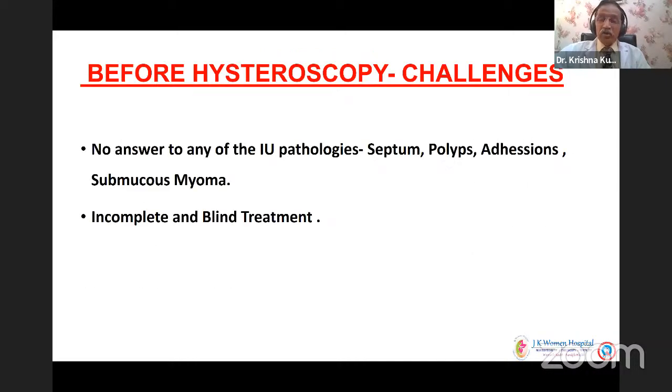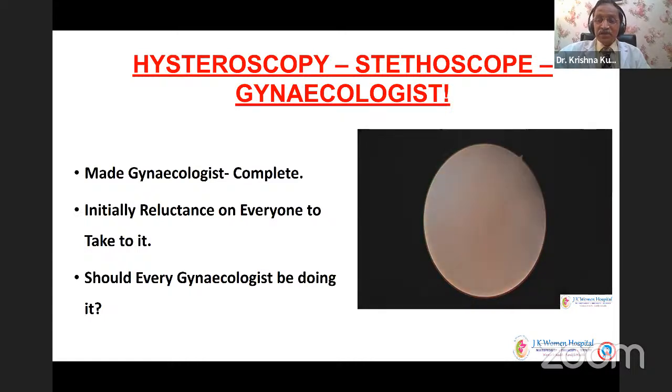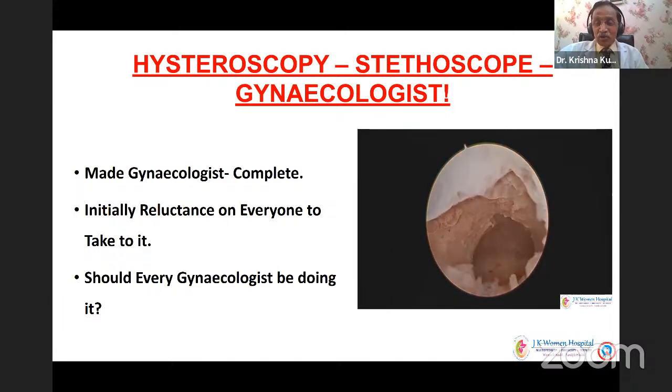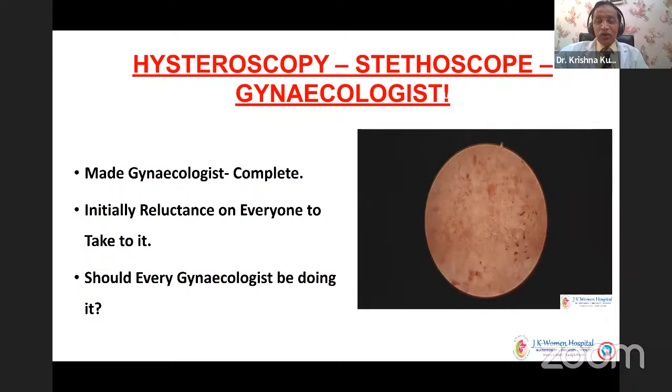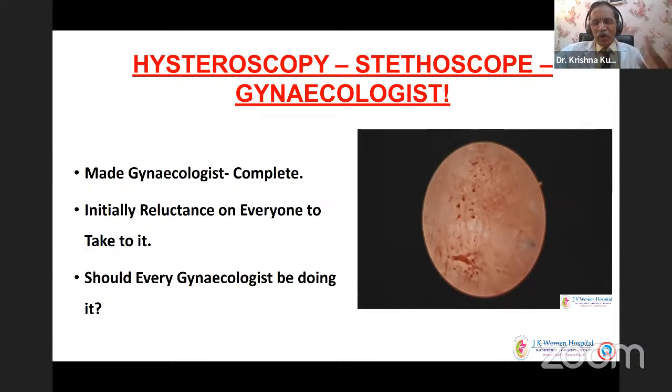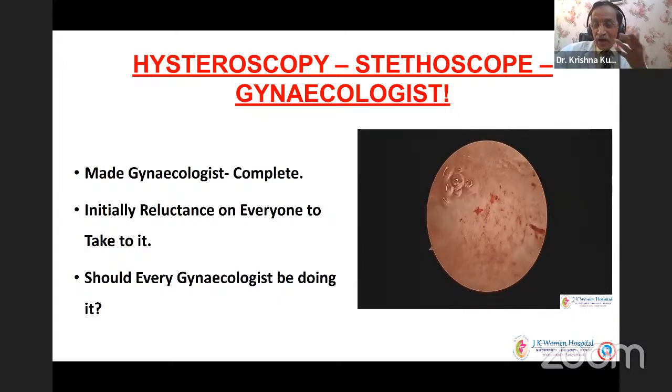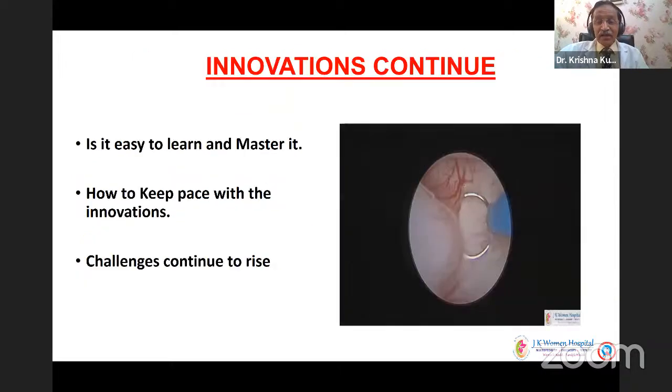Well, before hysteroscopy, the big challenge for us was that there was no access to intrauterine pathologies. We were always doing incomplete and blind treatment. As told by Dr. Palaskar and many others, it has made us complete, and it is called the stethoscope. But initially there was reluctance from everyone to learn it. Still, should every gynecologist be doing it? I'm sure the answer is absolutely yes. You cannot call yourself a gynecologist if you don't know hysteroscopy, because you can't tell your patient you have a polyp and I can't remove it. You can't tell a patient your abortion is due to a septum and I can't find how to go about it. So today, there is no way you can.